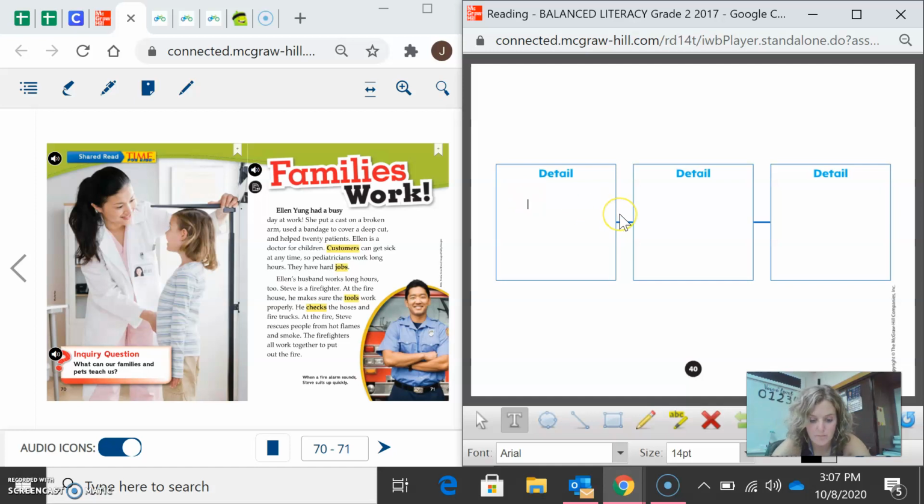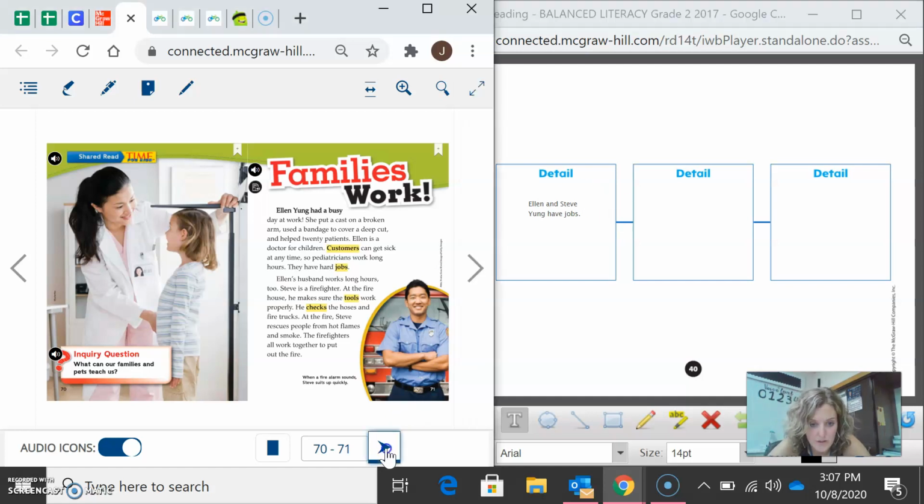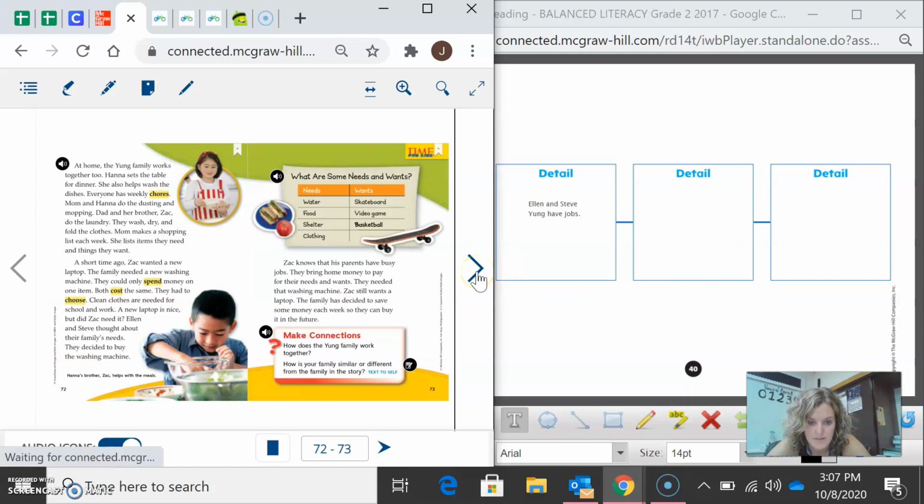So in this first box, I'm going to write Ellen and Steve Young have jobs. Okay, so I want you to turn to page 72 and 73, and I want you to find two more key details in this selection.